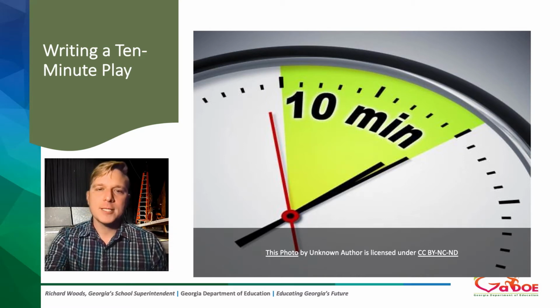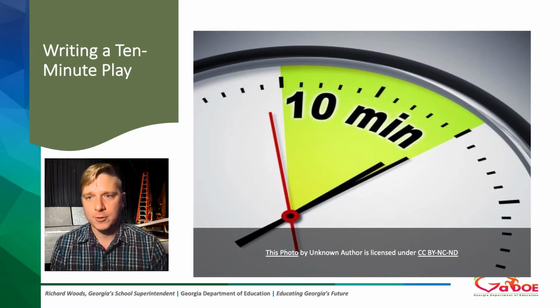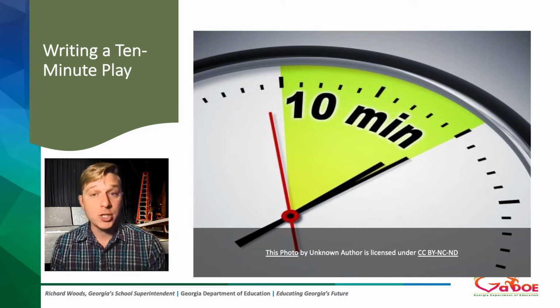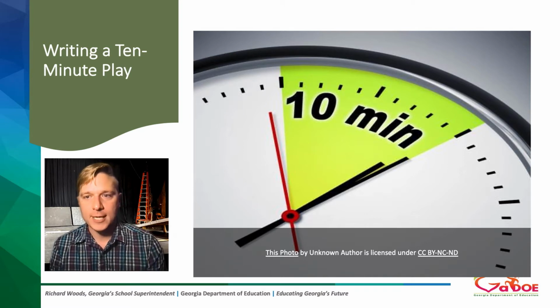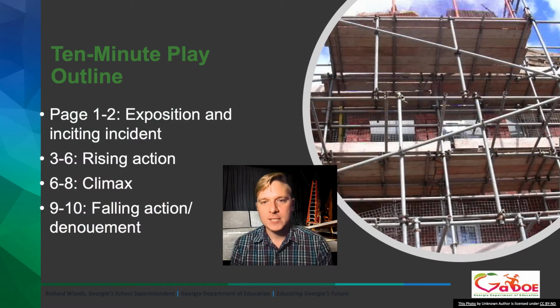Before we begin, there's a simple breakdown to consider about the 10-minute play. A 10-minute play encompasses a complete journey for the character from the inciting incident through achieving or abandoning their central objective. The structure fits within the confines of a 10-page play with the following general guidelines. Pages 1 to 2, exposition and inciting incident. Pages 3 to 6, rising action. Pages 6 to 8, climax. Pages 9 to 10, falling action and denouement.